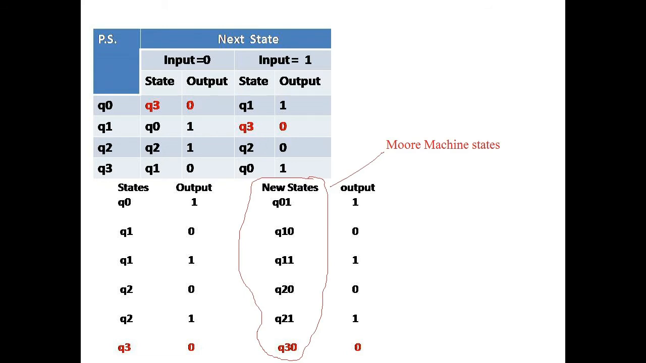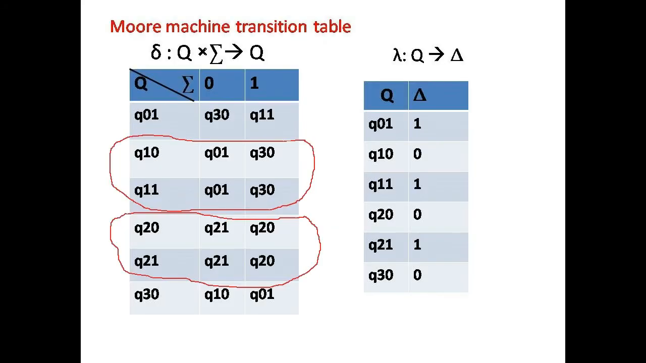Using these new states, we have obtained the transition table. The new states are Q01, Q10, Q11, Q20, Q21 and Q30. These new states are nothing but the Moore machine states. We construct the transition table for the Moore machine.